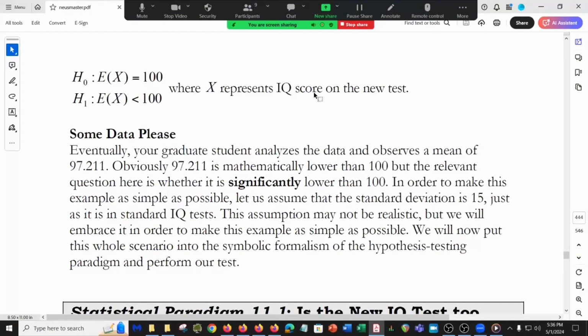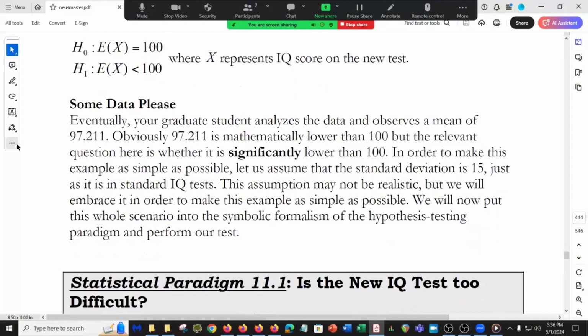Okay. Eventually, we're going to have to get some data to do this. So eventually, your graduate student analyzes the data and observes a mean of 97.211. Now, obviously, 97.211 is mathematically lower than 100. It's lower. It is.